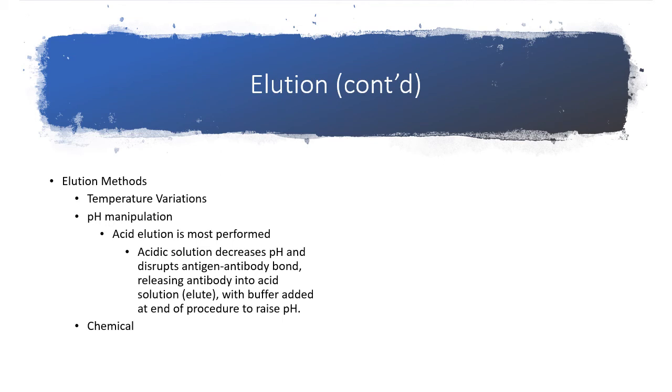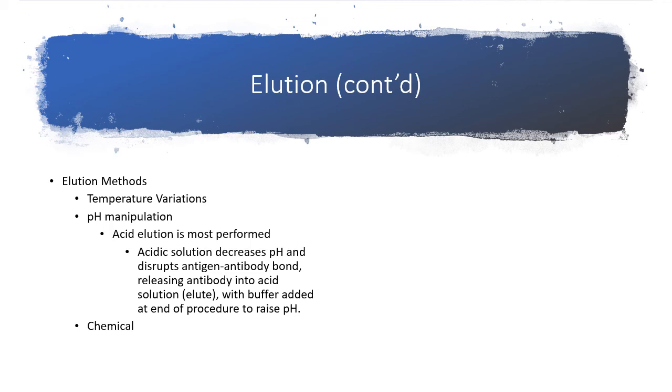All right, so elution methods, how do we do it? There are different ones. There are temperature variations, which means you go from warm to cold and cold to warm. There's pH manipulation, acid elution, which we do most of the time. That means you make the environment really acidic to decrease the pH, and then the antigen-antibody bond is going to separate, and now that antibody goes into the acid solution, which is the eluate. Then you add buffer at the end to raise the pH back up to an alkaline state. And when you do that, you can now test that eluate.